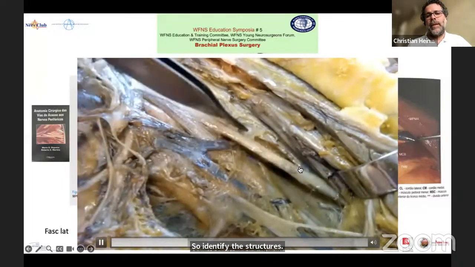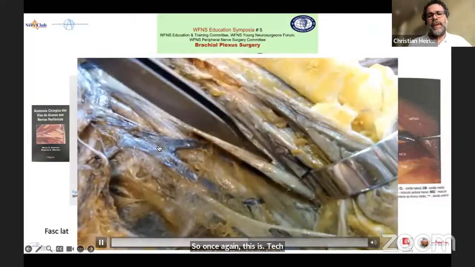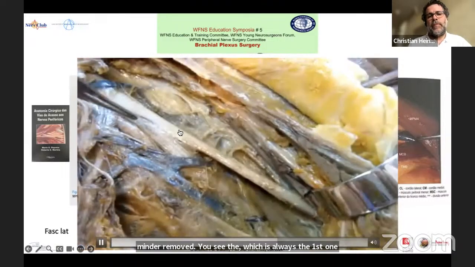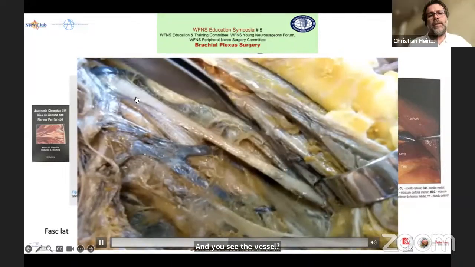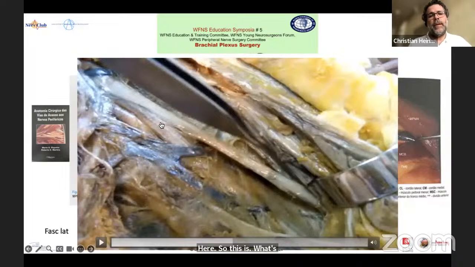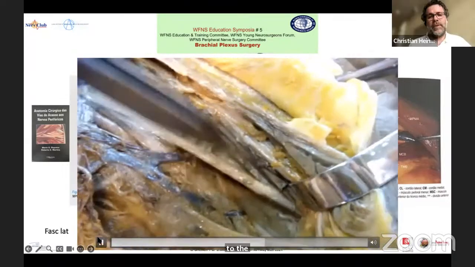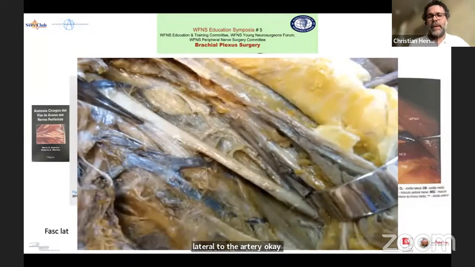So once again, this is pec minor removed. You see the lateral fascicle, which is always the first one that you encounter, and you see the vessel here. So this is muscle. I will stop it here. So lateral cord, the musculocutaneous part, and the part that goes to the median nerve. And this is the artery. So we are lateral to the artery, okay? So lateral fascicle. And as you can see here, the musculocutaneous nerve, which in reconstruction is crucial because you want to give back arm flexion.